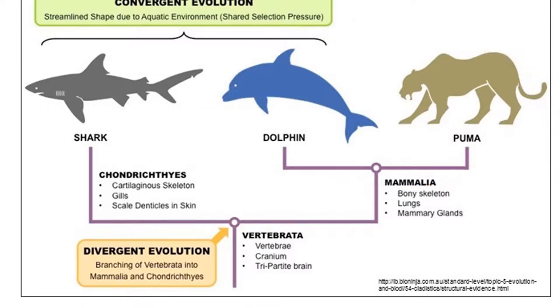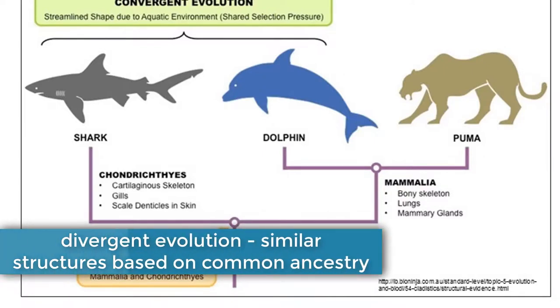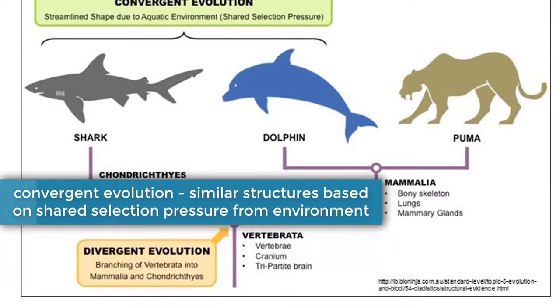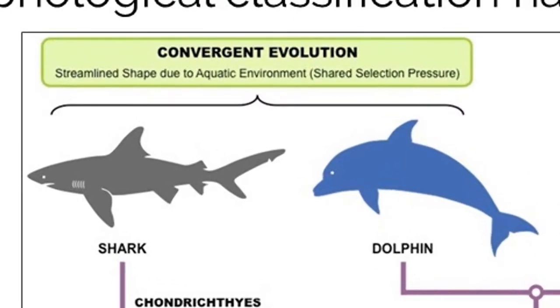This can happen because of two different types of evolution. Divergent evolution shows structural similarities based on common ancestry, where convergent evolution shows similar characteristics because of selective pressures in the environment. Take the shark and the dolphin. They have similar structures not because they are closely related, but because they live in similar aquatic environments where similar structures are selected for. Because this selective pressure dictates the similarities, we can say this is due to convergent evolution.